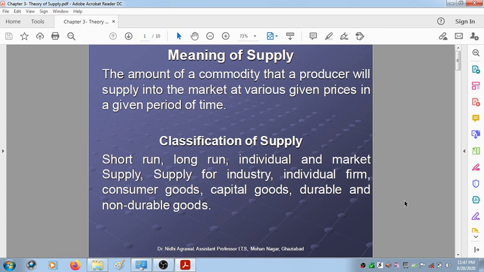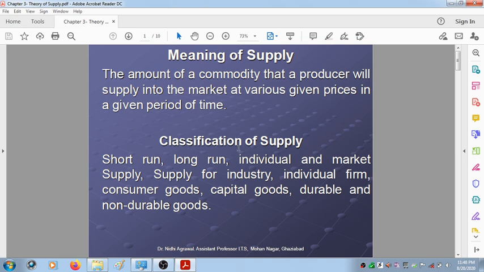Supply always gives rise to the earning for the producer, like revenue. So the amount of commodity that a producer will supply into the market at various given prices in a given period of time, that is known as supply in economics. So for the supply curve, there are some specific quantities at given possible prices. There is a set of different prices, and there is also a set of different quantities being supplied. So we have a particular schedule in a given period of time. This price and quantity supplied relationship is known as the law of supply, that we will come to study later on, right? So this is the common meaning of supply.